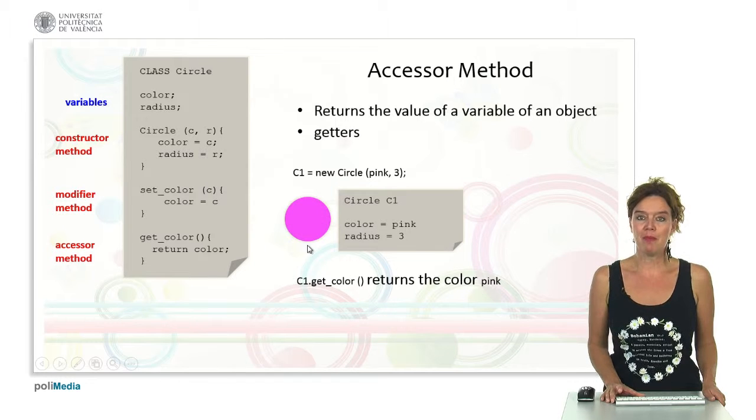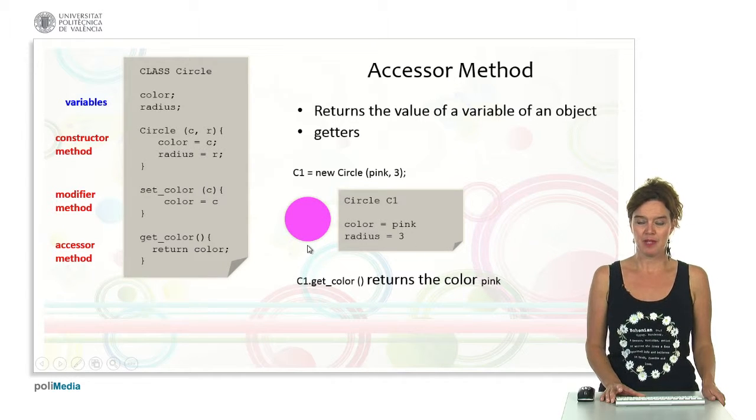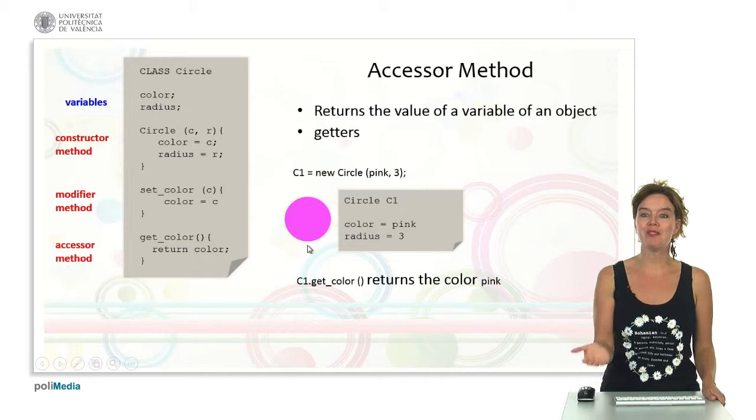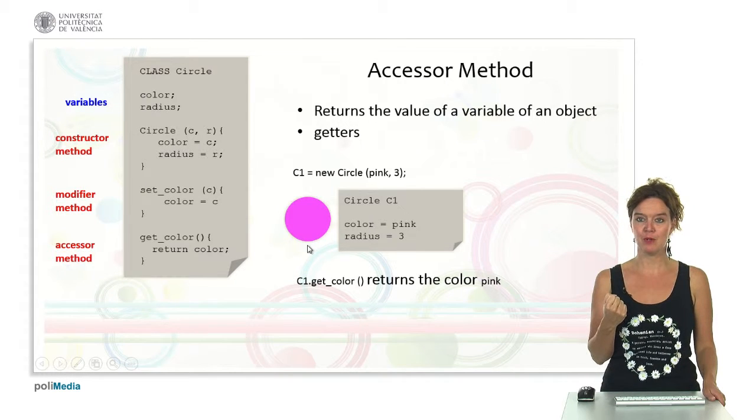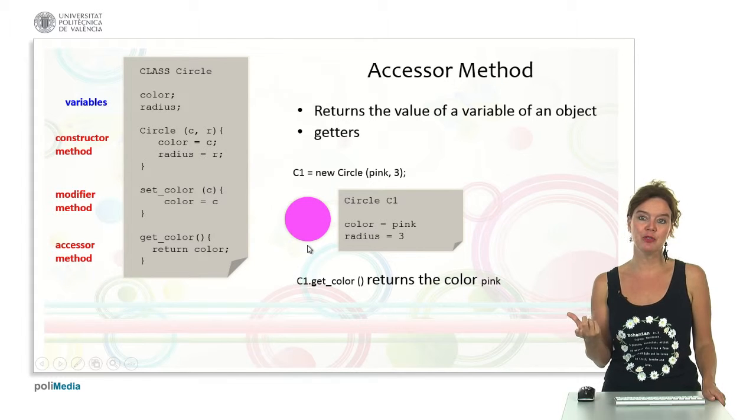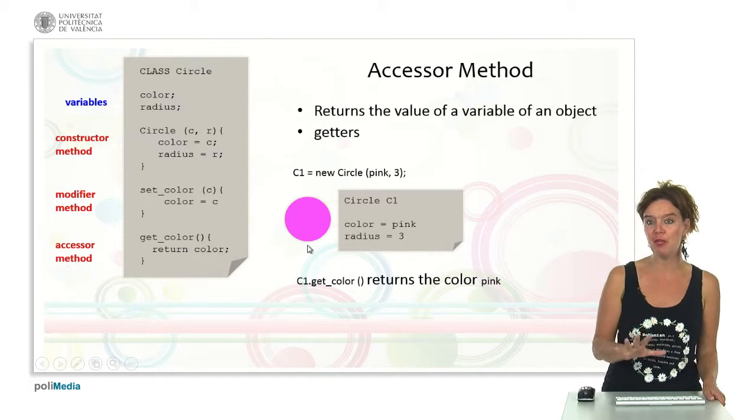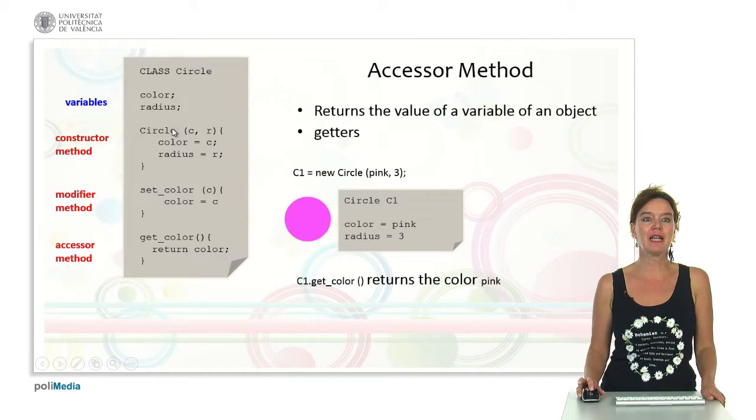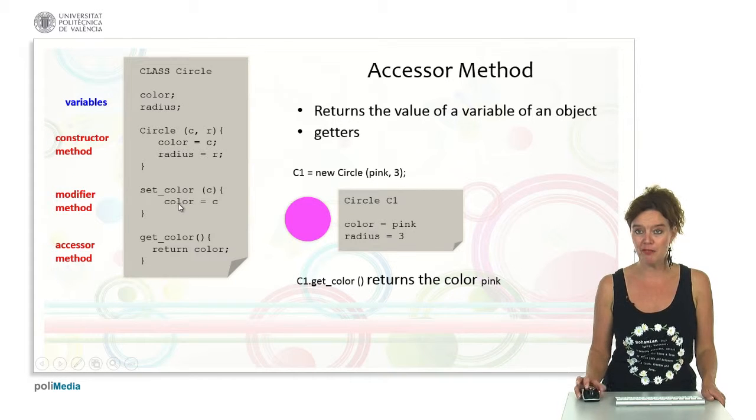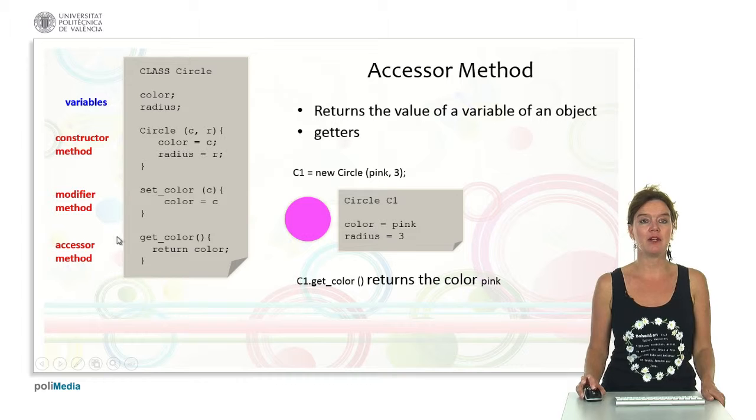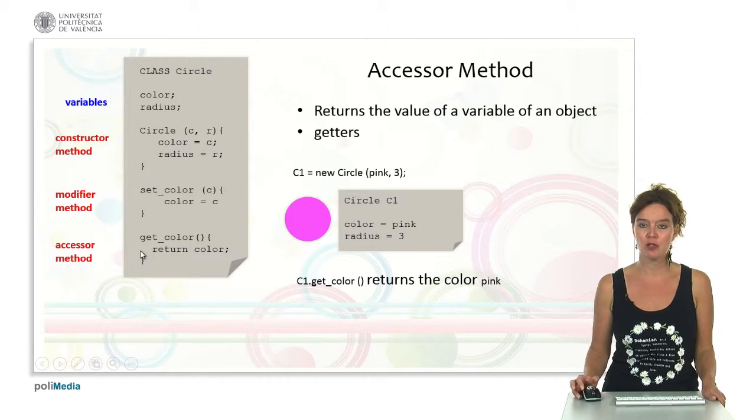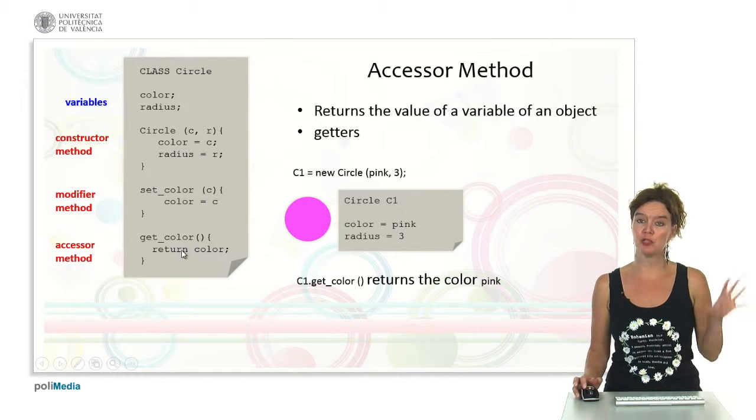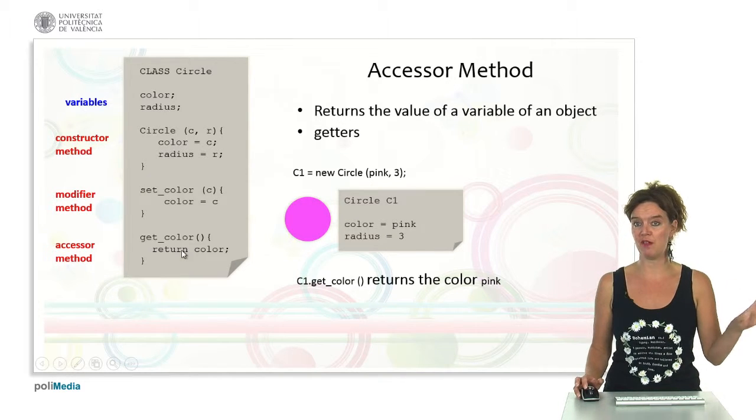The third type of method is an accessor method. These methods you can use to obtain the value of a variable. They're also called getters because they enable you to get the value of a variable in a specific object. So here we have our class Circle again with the variables, the constructor method, the modifier method that we've just seen, and here you see the accessor method or the getter. It says getColor and it will return the specific color of the specific object.